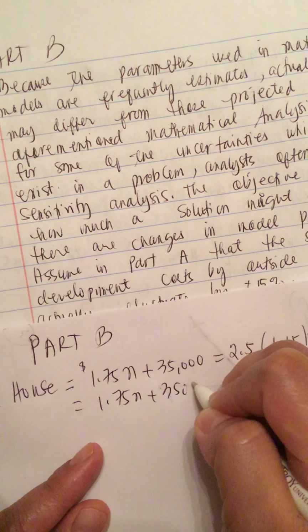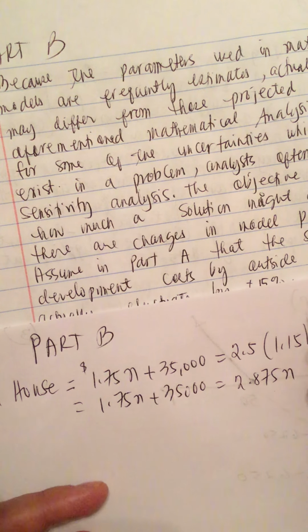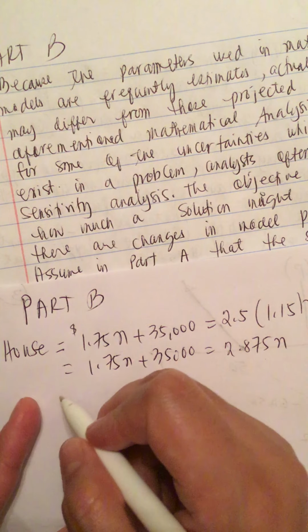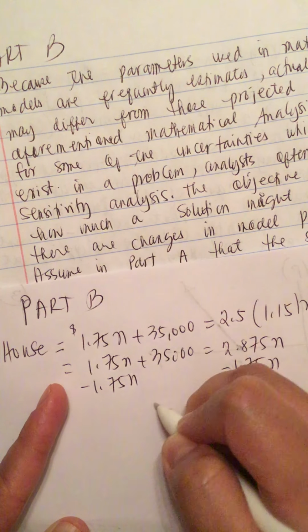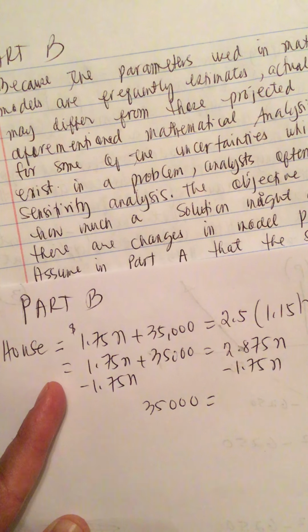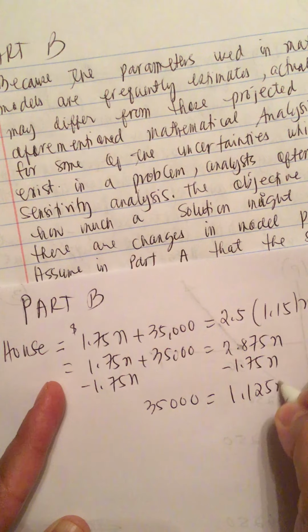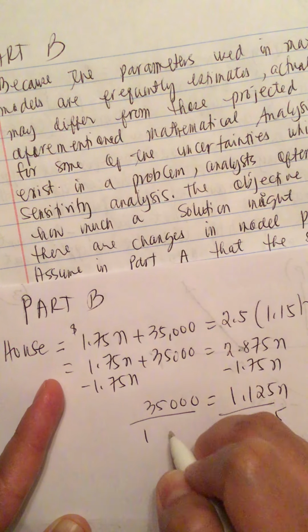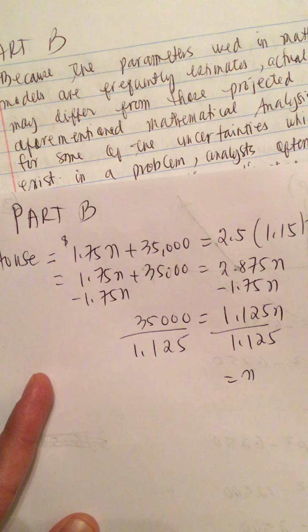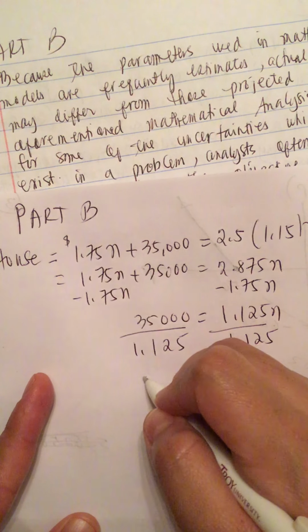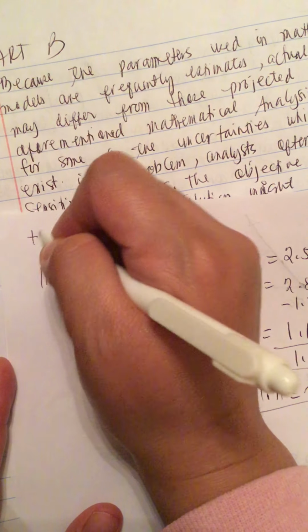So 1.75 n plus 35,000 is equal to 2.875 n. Then we solve for n. So we subtract 1.75 n from both sides. So we have 35,000 equals 2.875 minus 1.75, so this is 1.125 n. Then we divide by 1.125. So n is equal to 31,111.11. So this is plus 15%.